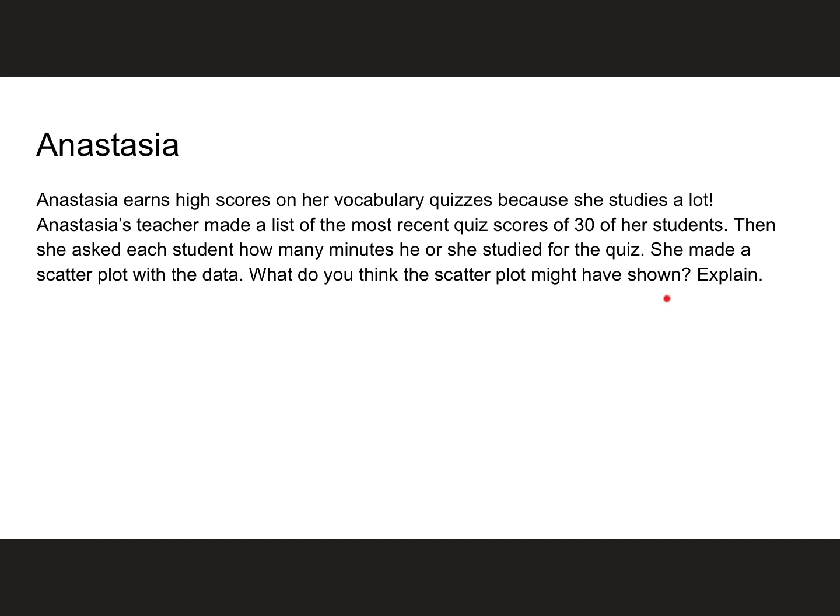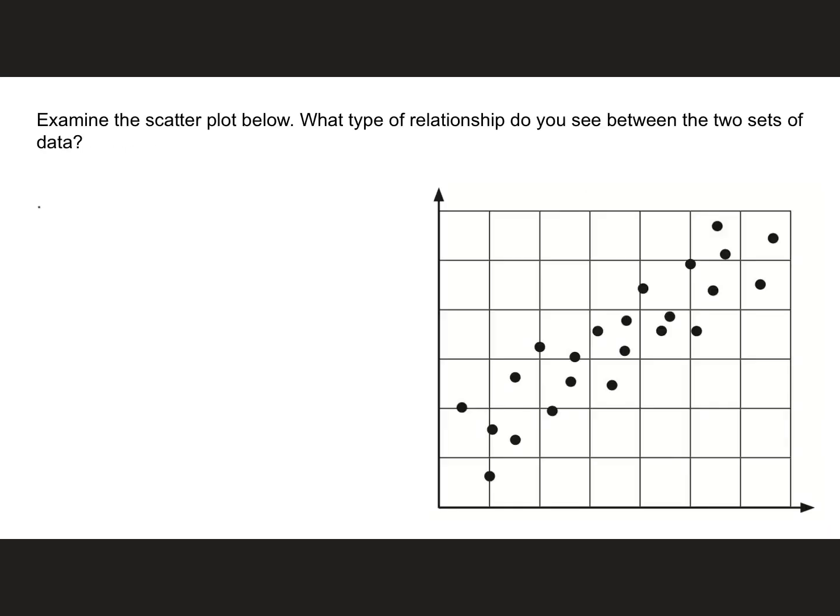So what we're looking at is the teacher made a scatter plot. We know that Anastasia earns high scores because she studies a lot. Do you think the scatter plot is going to show that studying more gives you a higher score? Explain why you think so. Next, we're looking at this scatter plot. What type of relationship do you see between the two sets of data?